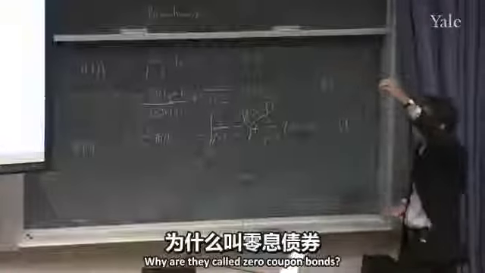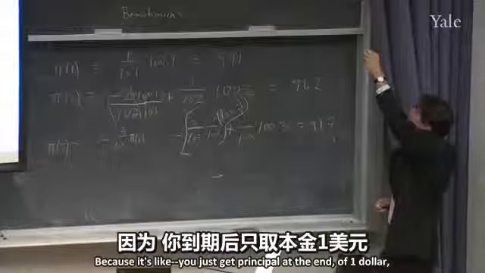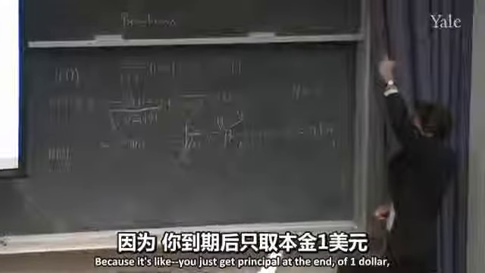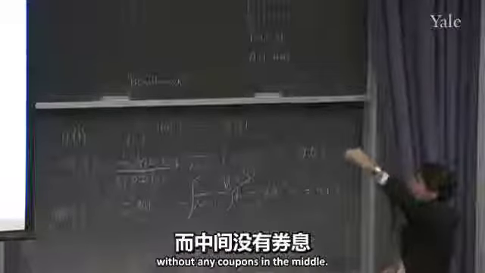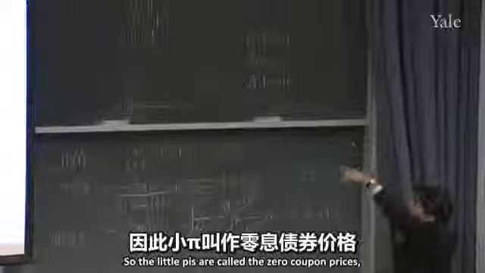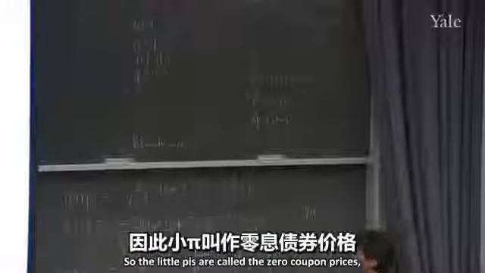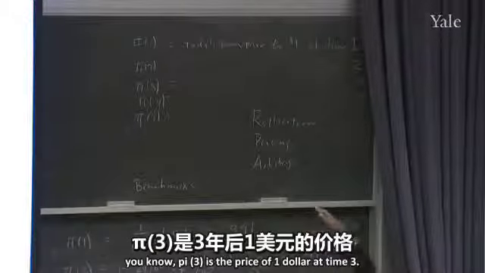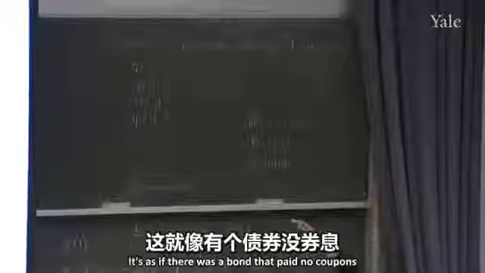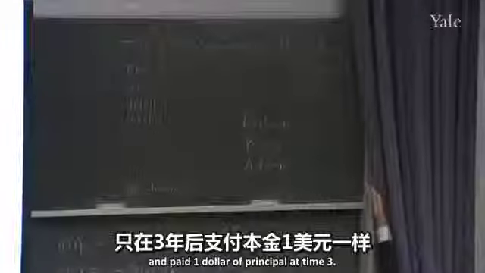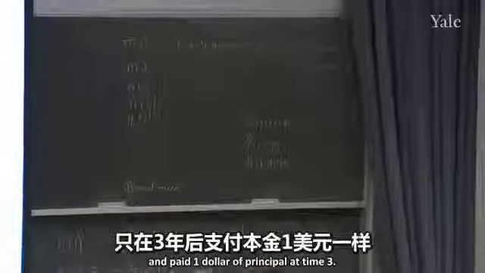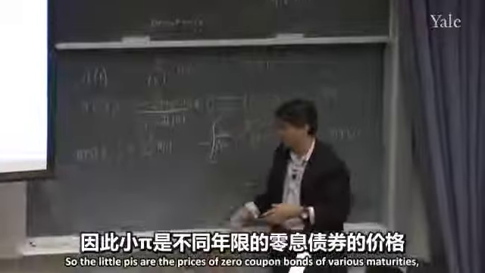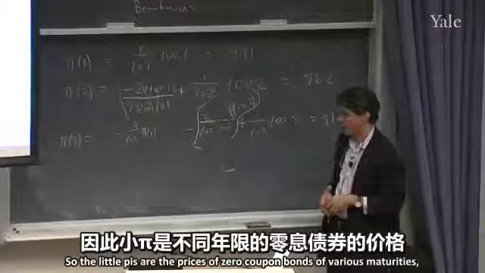Why are they called zero coupon bonds? Because it's like you just get principal at the end of $1 without any coupons in the middle. So the little pi's are called the zero coupon prices because the payments are just $1. You know, pi 3 is the price of $1 at time 3. It's as if there was a bond that paid no coupons and paid $1 of principal at time 3. So the little pi's are the prices of zero coupon bonds of various maturities.